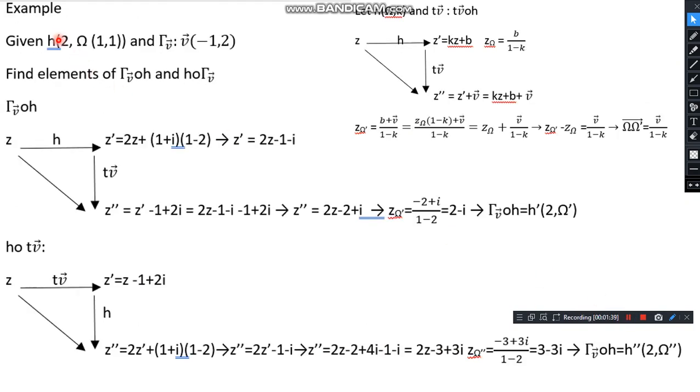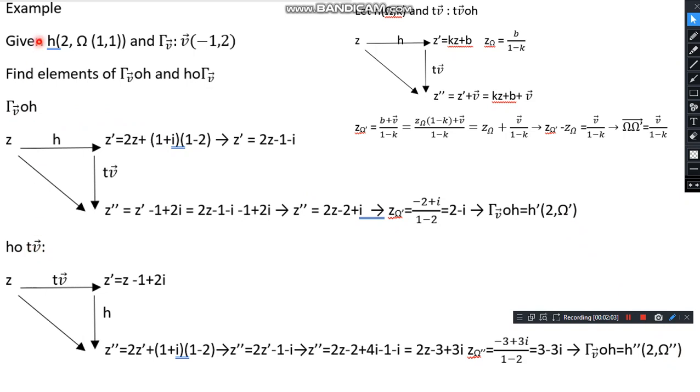Now we're going to look at the composite of a homothecy and a translation. The composite of a homothecy and a translation is always a homothecy where the ratio is the same ratio that you have in H. So the ratio, as you can see here, is 2, or vice versa, it's 2. But they will have different centers. T_v ∘ H is not the same as H ∘ T_v.